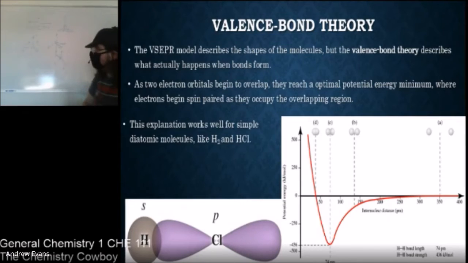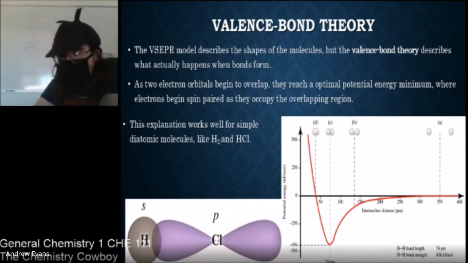Down there, it's a pretty straightforward one. An s and a p, those can very easily overlap to make a single bond for the HCl, and that will work. But in other structures, it's not going to work quite so nicely, and so we actually need a theory. So we're going to introduce the valence bond theory to understand how bonds actually form. So the first thing to note is that the 2 electrons in the orbitals will begin to overlap until they reach an optimal potential energy minimum, where the electron spins become paired as they occupy this overlapping region.